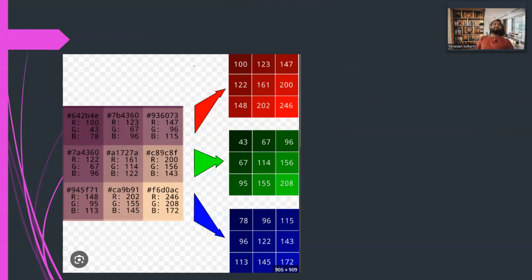Okay, so let us try to understand. This is an image for me. Everybody knows images consist of so many pixels, and RGB images consist of 3 channels. What do we mean by channels?